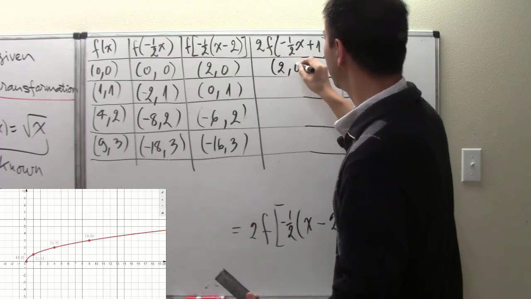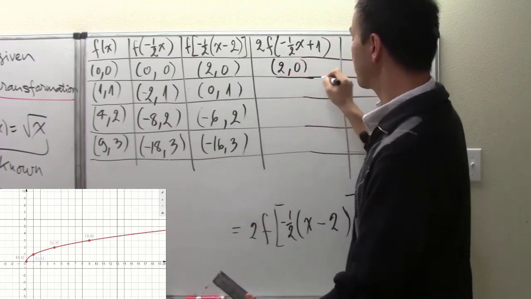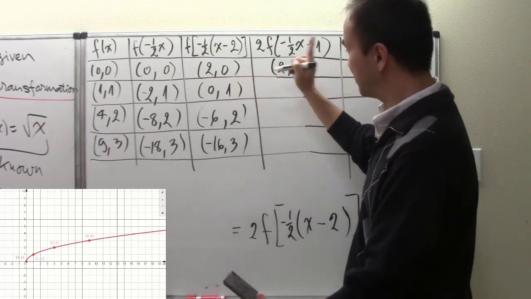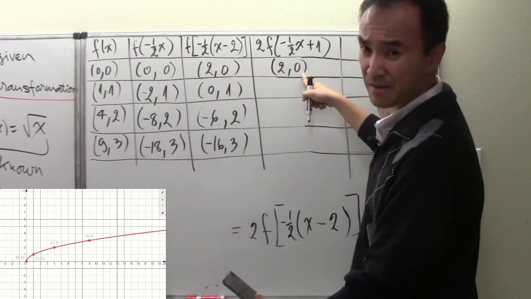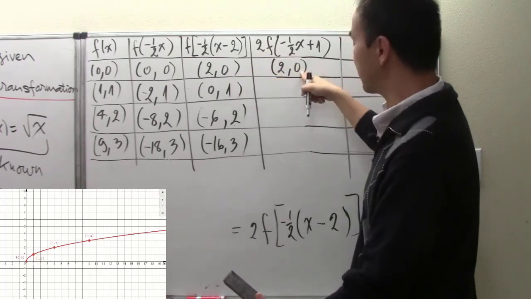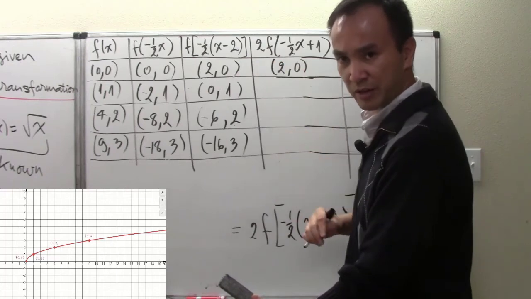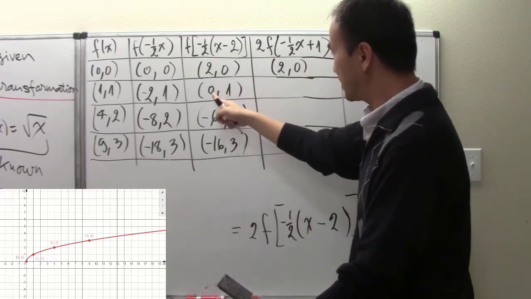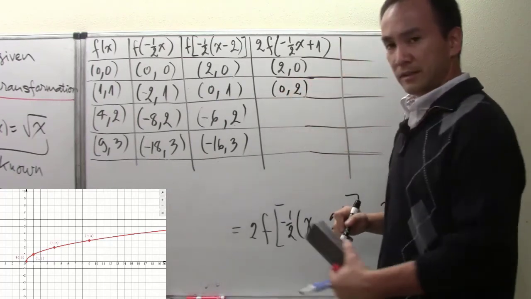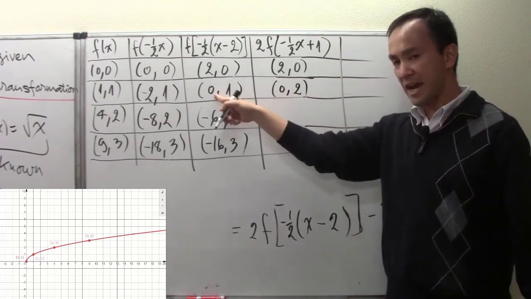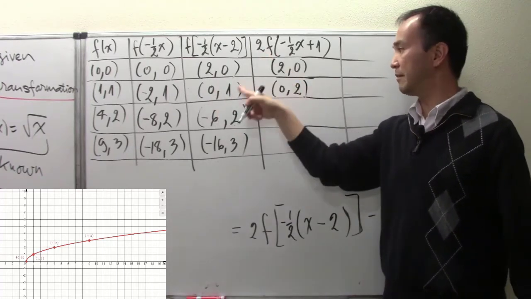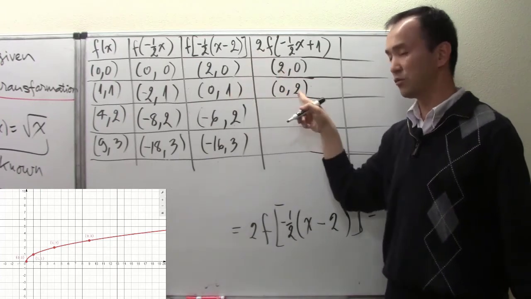(2, 0), okay? So the x value really stayed the same. The y value looks like it stayed the same, but that was because 0 times 2 is 0. Okay, the next point will tell the true story. So for the next point, (0, 1) is now transformed to (0, 2). The x value stayed the same again, but the y value came out being 2 because 2 times 1 equals 2.